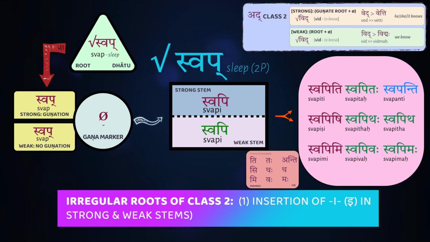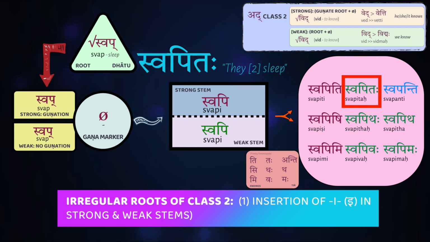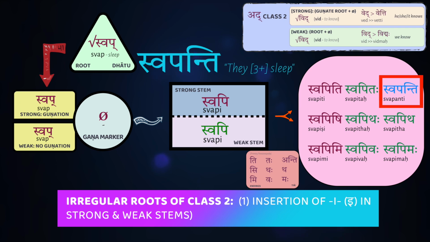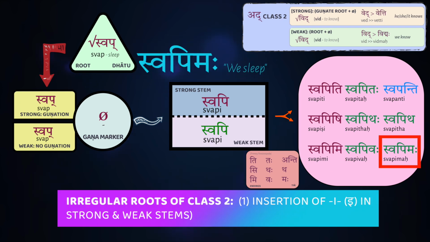Another verb that works in the same way is svap, which means to sleep. Svap is the same in both the strong and weak stem, since the guna of a is a. But if you add that i to the stem, again in all forms except for the third person plural, we're going to get sa svapiti, he is sleeping, or she is sleeping, it is sleeping. Svapitaha, the two of them are sleeping, but svapanti, they three or more are sleeping. Aham svapimi, I am asleep, or vayam svapimaha, we sleep.